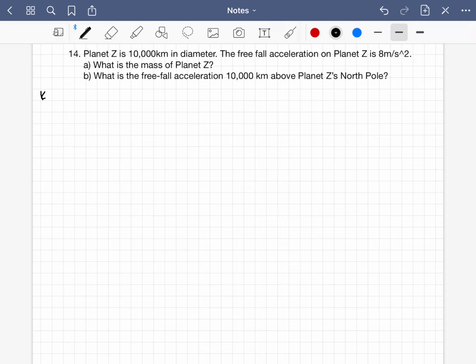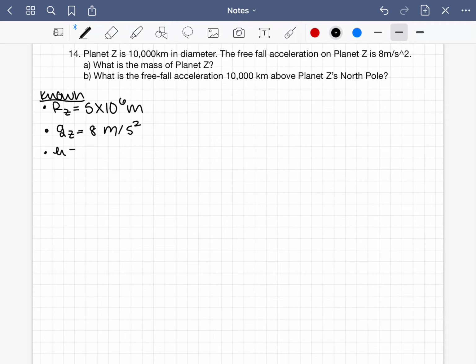So I always write out knowns and unknowns. So known, we know that the radius of planet Z is 5 times 10 to the 6 meters, so that's just half of the diameter, and then I converted it to meters. And then we also know that the free fall acceleration is 8 meters per second squared. And then we are asked to find the free fall acceleration 10,000 kilometers above planet Z's north pole.